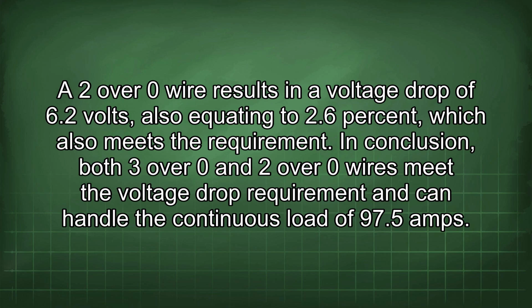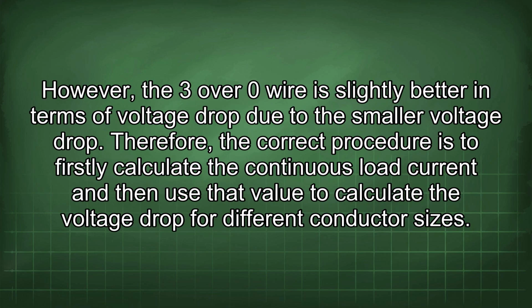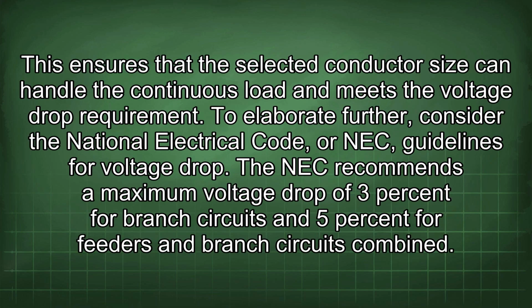In conclusion, both 3/0 and 2/0 wires meet the voltage drop requirement and can handle the continuous load of 97.5 amps. However, the 3/0 wire is slightly better in terms of voltage drop due to the smaller voltage drop. Therefore, the correct procedure is to firstly calculate the continuous load current and then use that value to calculate the voltage drop for different conductor sizes. This ensures that the selected conductor size can handle the continuous load and meets the voltage drop requirement.